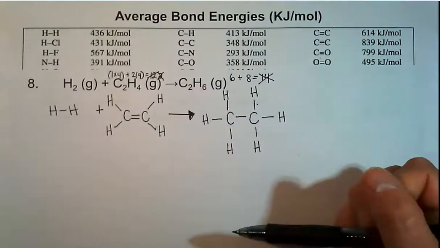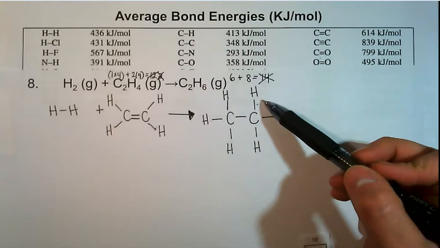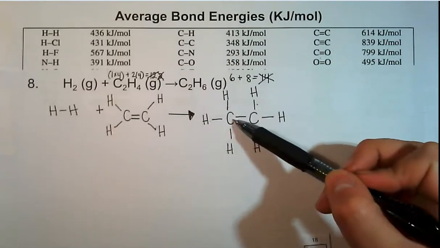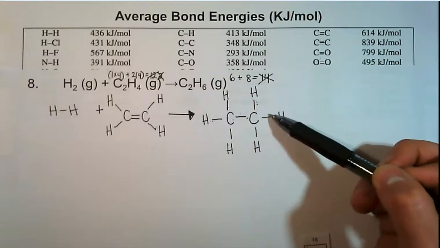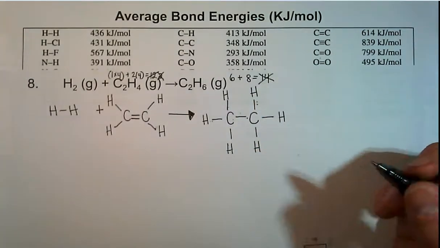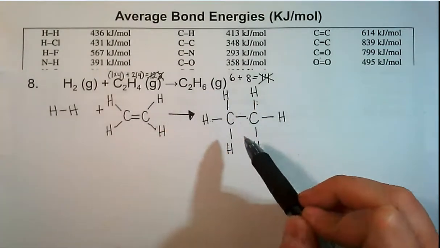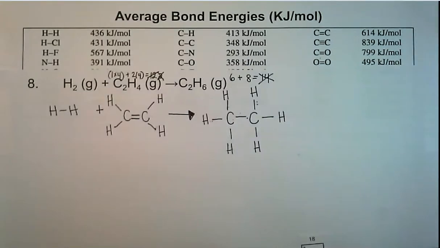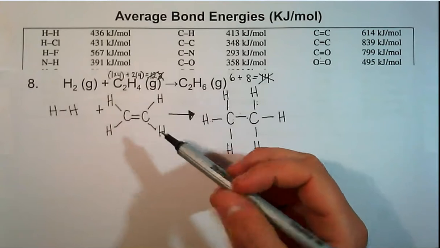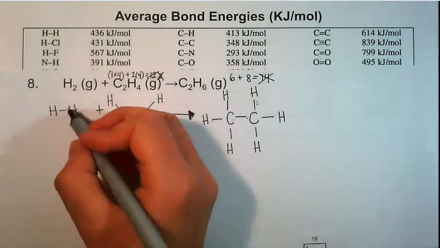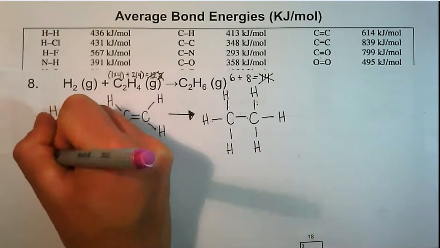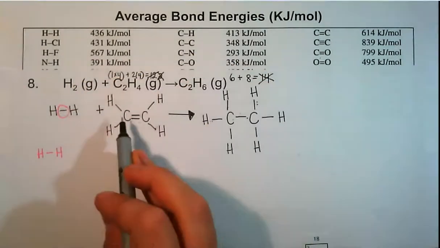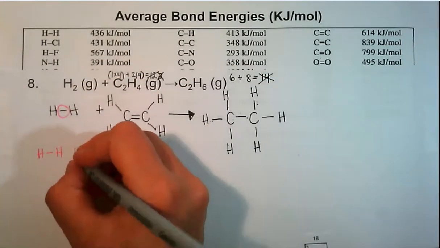Let's double check to make sure everyone's happy in this structure. Every hydrogen already has 2, and then this carbon has 2, 4, 6, 8, so that carbon is happy, and the other carbon also has 8, so the other carbon is also happy. So this structure is correct as is. Now we just need to look at our different types of bonds and add up our bonds and cancel them out. The first type of bond that I notice is this hydrogen-hydrogen bond. Hydrogen-hydrogen bond. And I see one of those bonds on the reactant side.